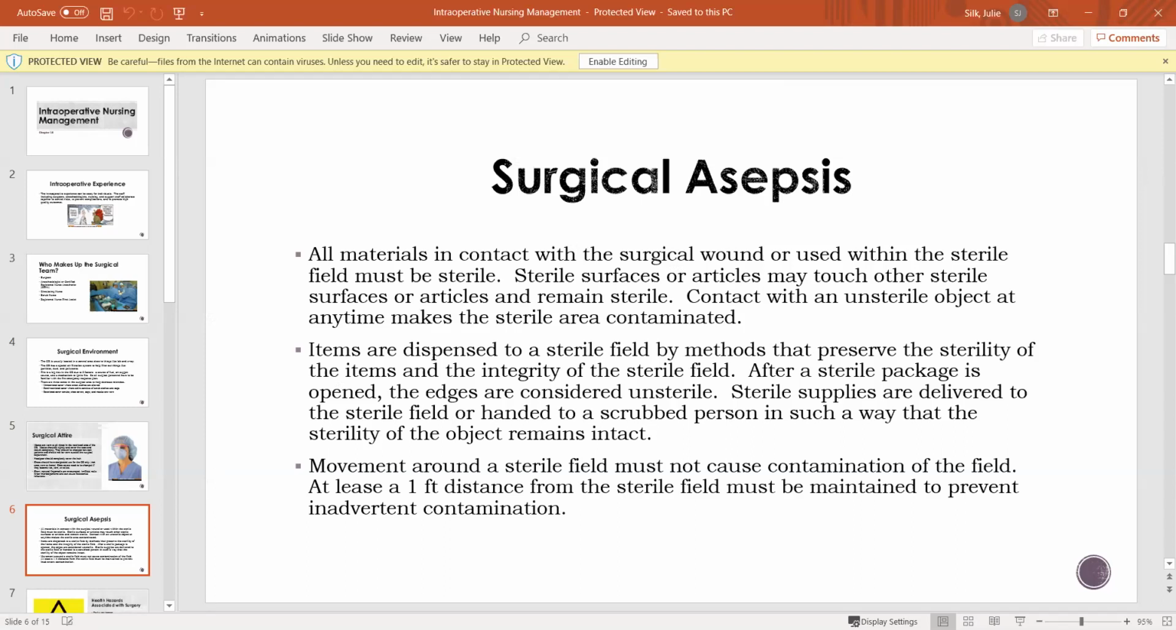And then just remember, movement around a sterile field must not cause contamination of the field. At least 1 foot distance from the sterile field must be maintained to prevent inadvertent contamination. I remember when I went to observe a surgery, it was kind of nerve-wracking because they make you stand in a certain area, but you're kind of close to things, and you just want to stand like this so you don't inadvertently touch something and screw something up. So it's kind of neat though. If you guys ever get a chance to do that, it would be cool.